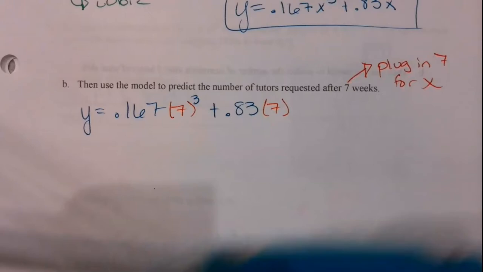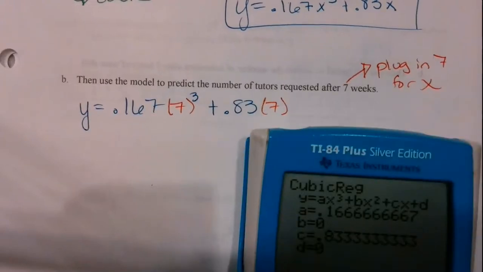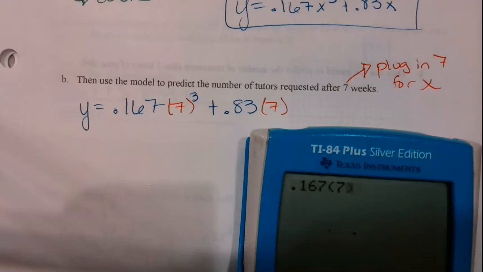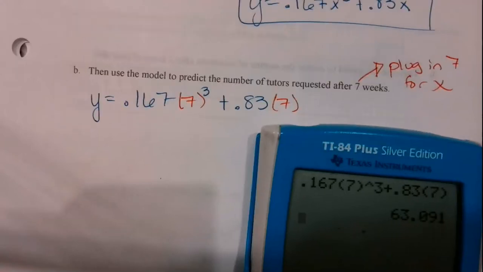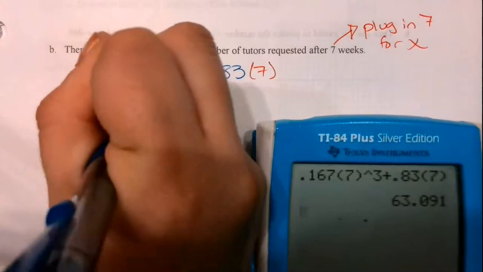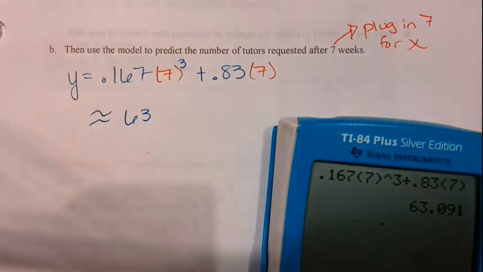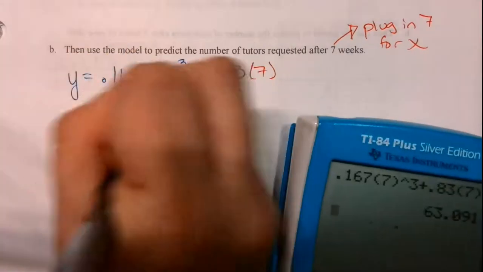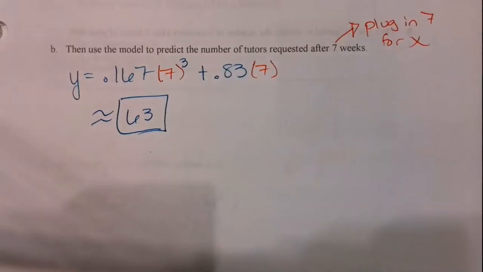So then I just type this into my calculator. 0.167 times 7 cubed plus 0.83 times 7, which gives me approximately 63. Because, remember, I'm talking about people.